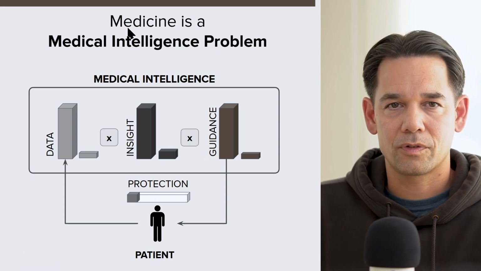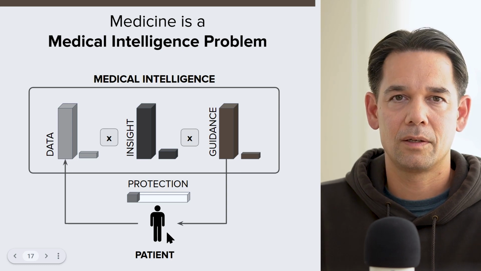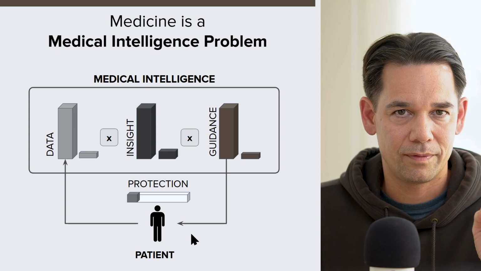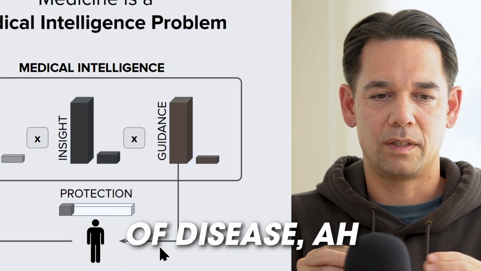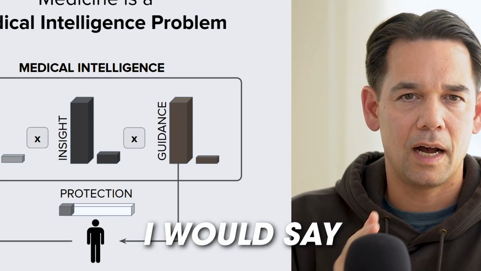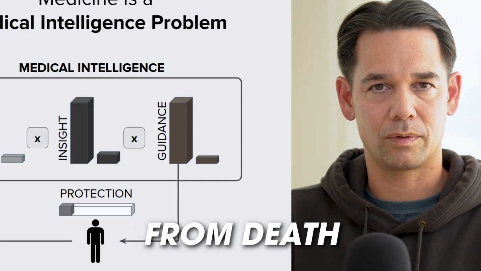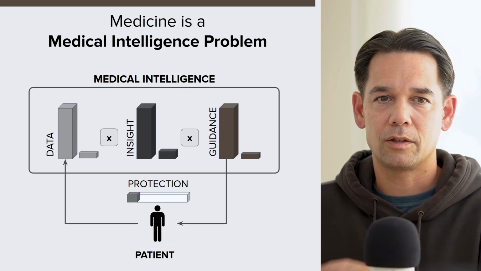So the purpose of medicine is to provide medical protection, to achieve life extension, health span extension, and to prevent people from dying. Now that's a new definition of medicine. Doctors would say, well, medicine is about the treatment and diagnosis of disease. Well, maybe. I would say the purpose of medicine is to not die, to protect your patients from death. It is a big difference, but I think that is the future of medicine. And you do that through these three things.